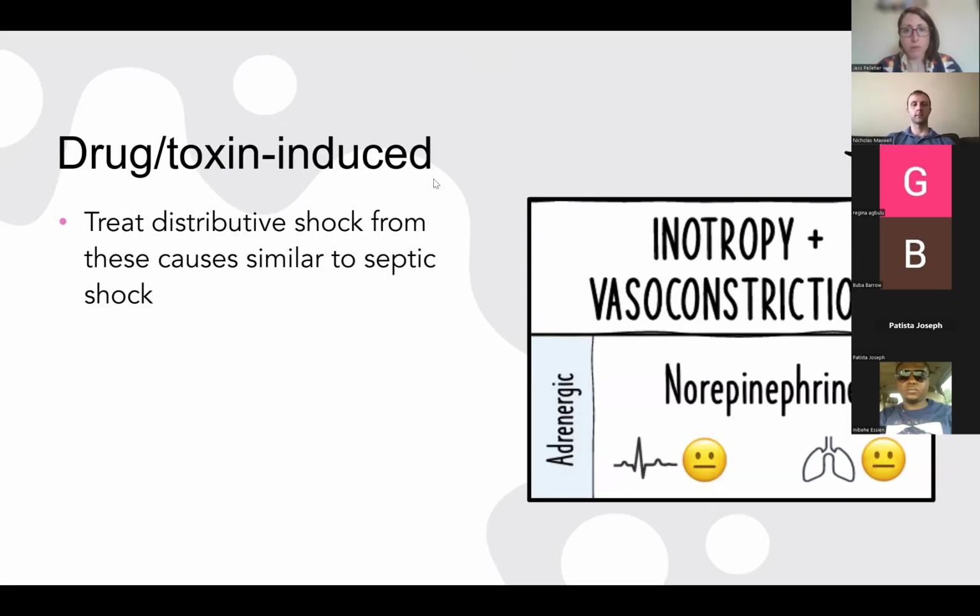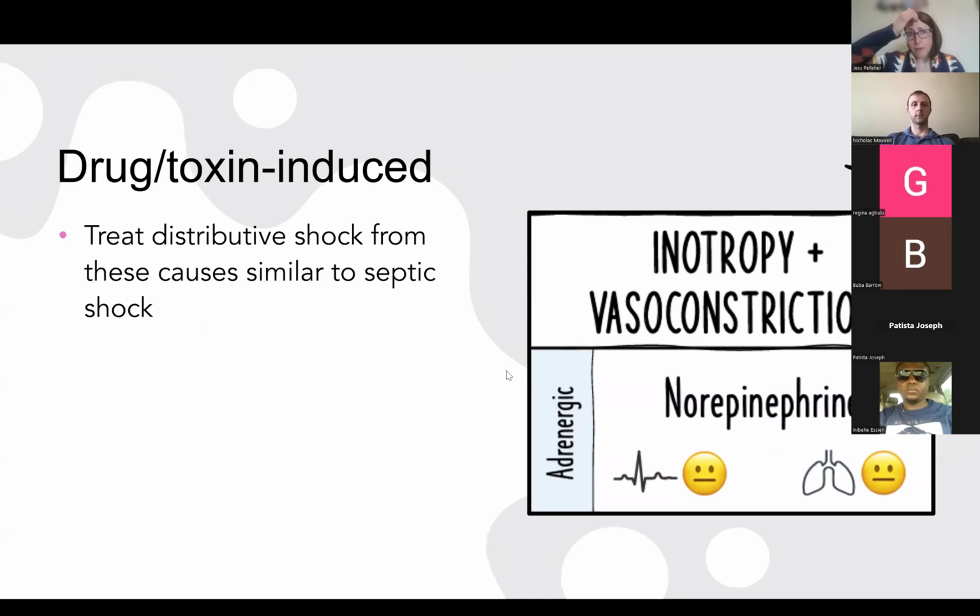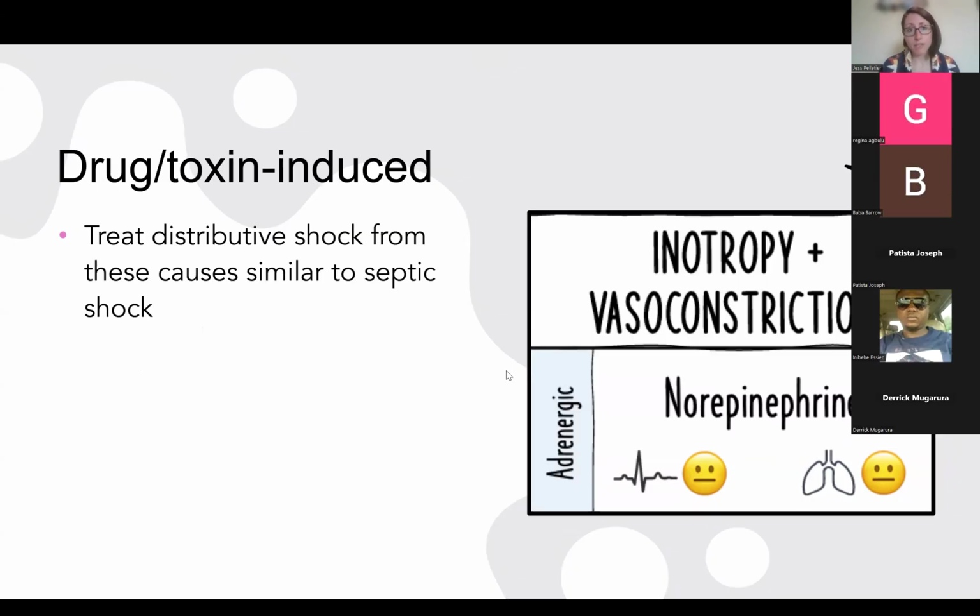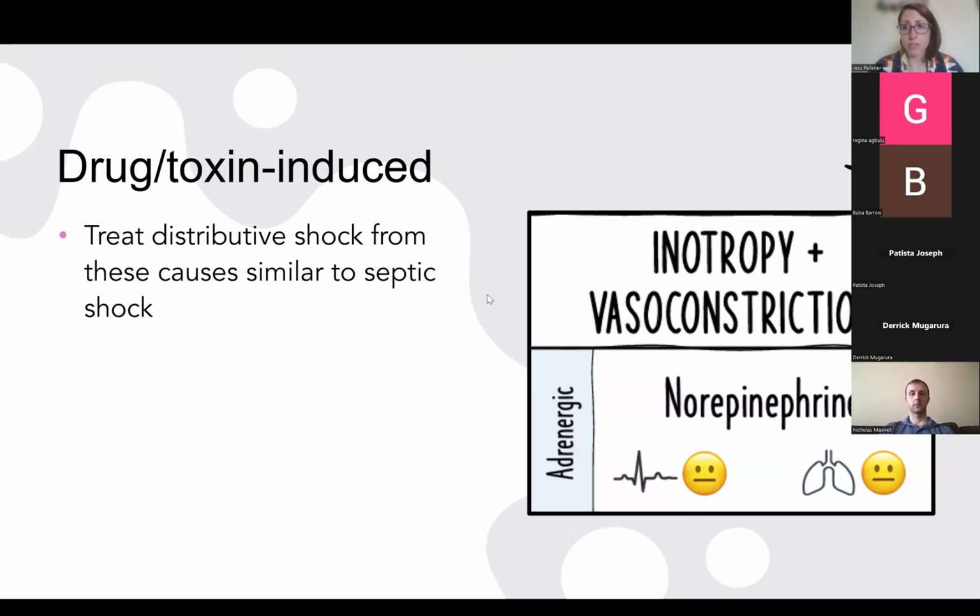For people who have drug or toxin-induced shock, the treatment is going to differ depending on what we're dealing with. I know you guys see organophosphate poisoning a lot, and that can lead to extreme fluid losses as well as distributive shock. So you're going to have to consider giving fluids and pressors, and also giving reversal agents. Give whatever reversal agent applies for the underlying cause. And then norepinephrine is going to be first line for a lot of these things.